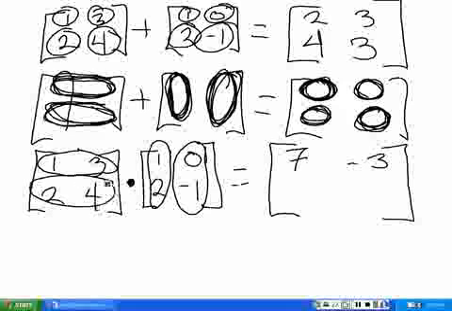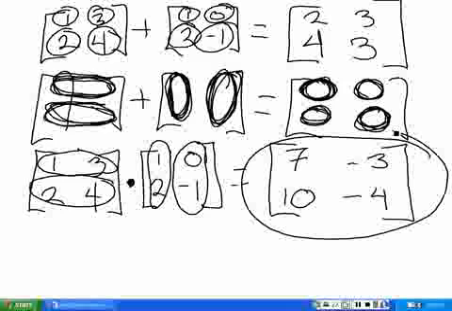Then for the entry in the second row, first column, I take the second row times the first column. That gives me 2 times 1, which is 2, plus 4 times 2, which is 8. So 2 plus 8 gives me 10. And then I take 2 times 0 plus 4 times minus 1, which is minus 4. And that is my solution.